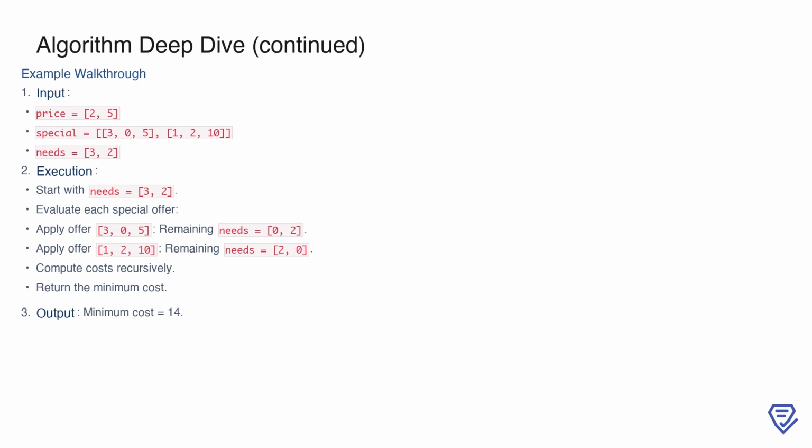For each of these new states, we compute the costs recursively. Finally, the algorithm compares the total costs of all valid combinations and returns the minimum cost, which in this example is 14. This demonstrates how the algorithm balances special offers and individual purchases to find the optimal solution.